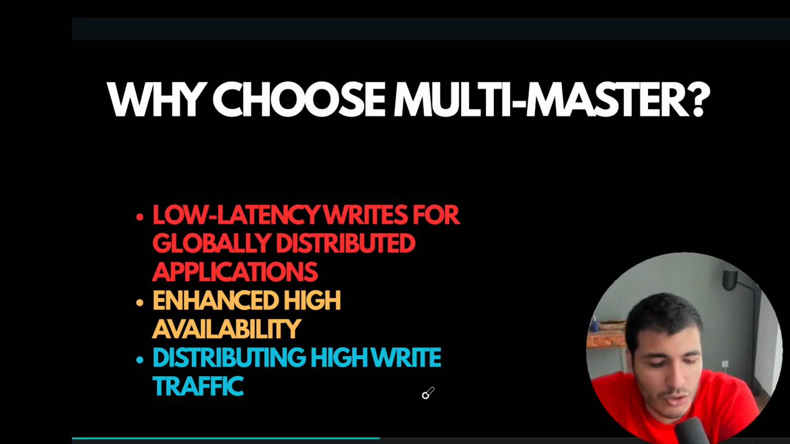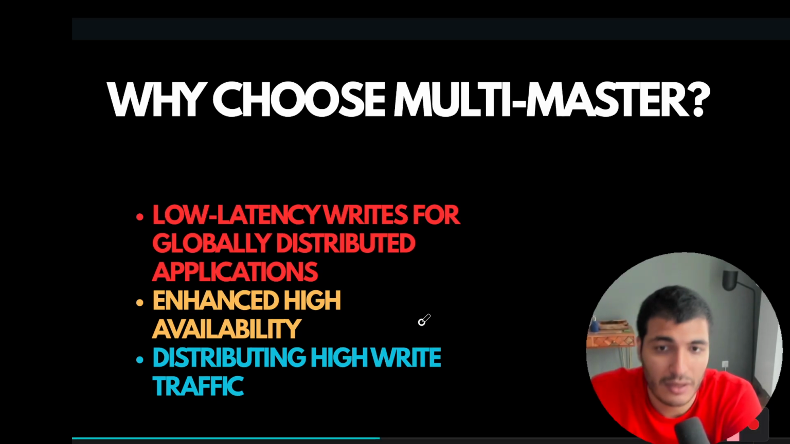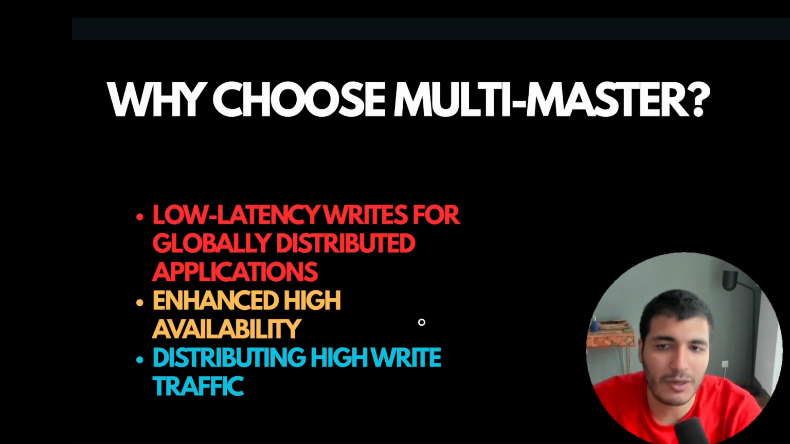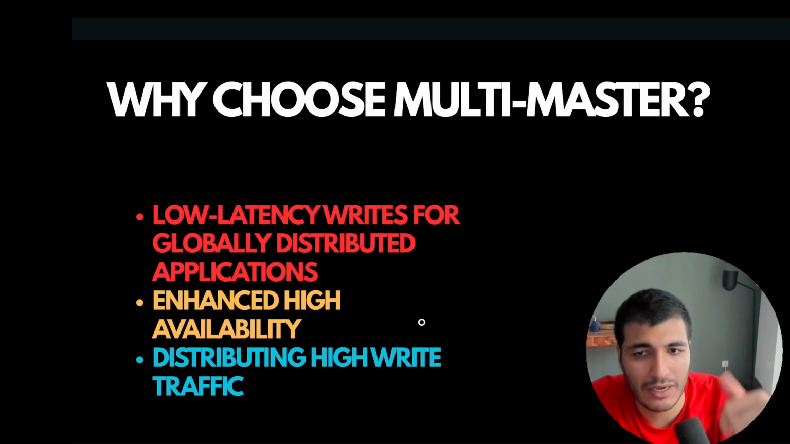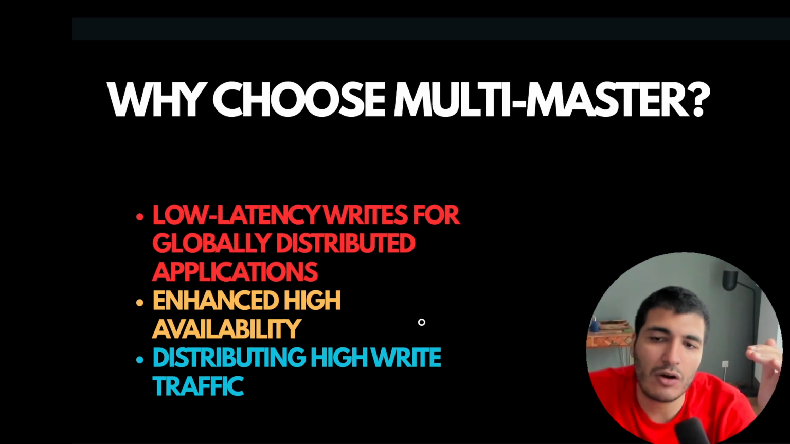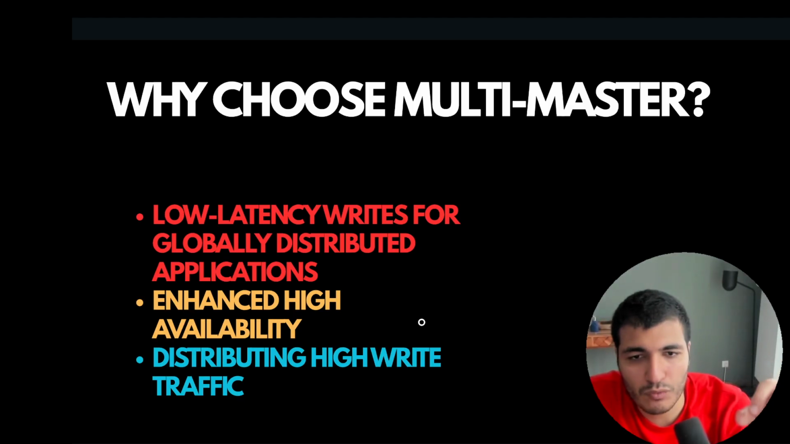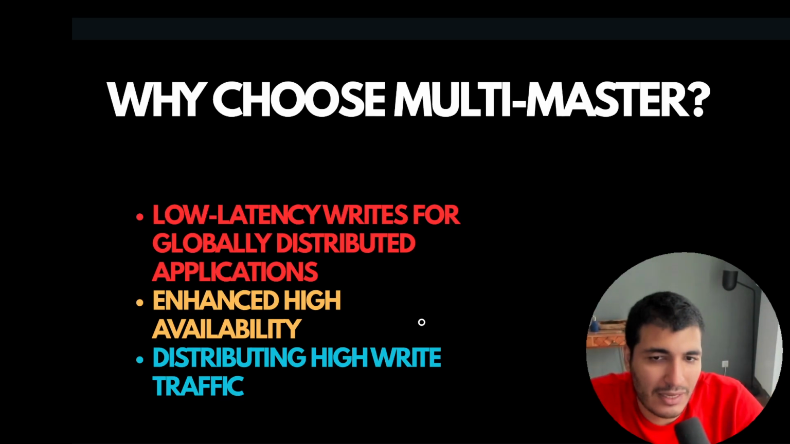Number three, we have distributing high write traffic. If your application generates an incredibly high volume of write requests that a single database server simply cannot handle, multi-master replication provides a way to horizontally scale your write capacity. Each master node can absorb a portion of the write load, effectively distributing the strain across multiple servers. This is particularly useful for applications with a balanced read and write ratio, or even write-heavy workloads that push the limits of individual server performance.